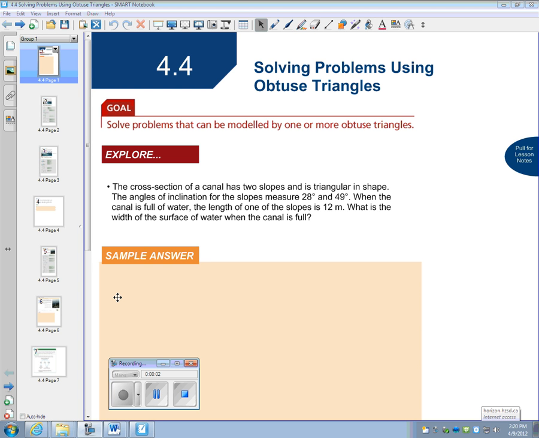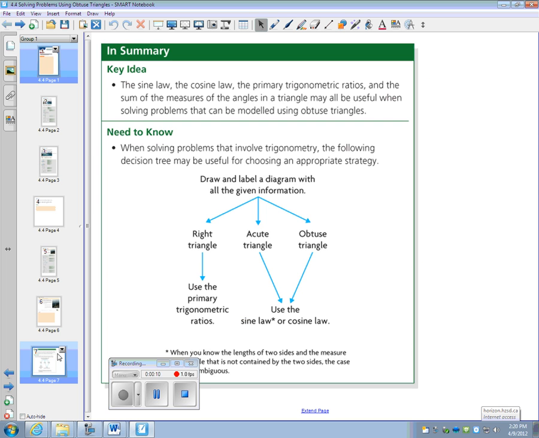Section 4.4, solving problems using obtuse triangles. I'm not going to do any examples here because there's a lot of great examples in the textbook, but I am going to highlight this guide that is given to you, which is really good. And this guide is found at the end of section 4.4 on page 193.